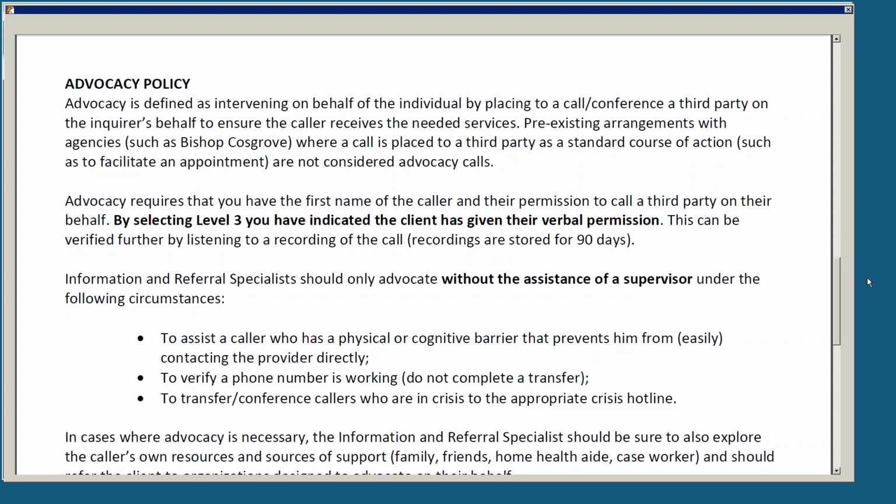Navigation specialists should only advocate without the assistance of a supervisor under the following circumstances. To assist a caller who has a physical or cognitive barrier that prevents him or her from easily contacting the provider directly. To verify that a phone number is working, but not actually completing a transfer. Or to transfer or conference callers who are in crisis to the appropriate crisis hotline.